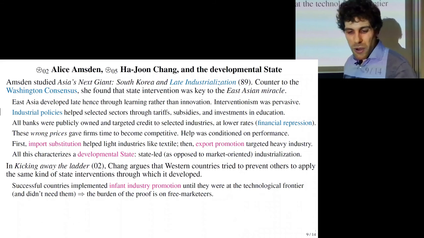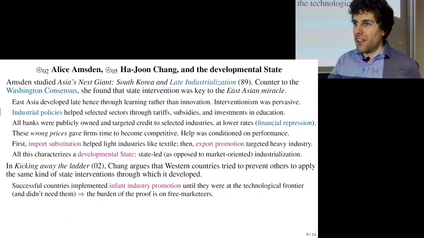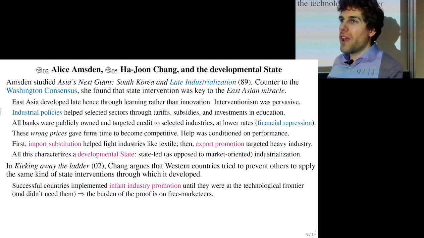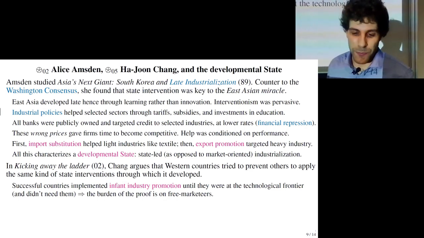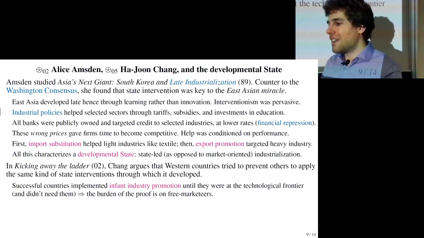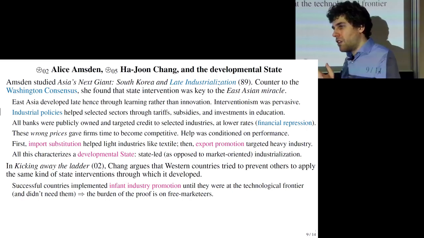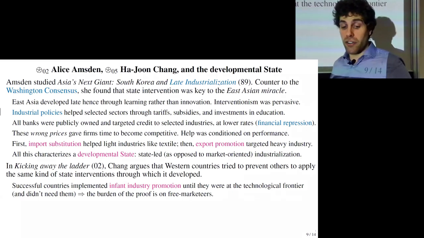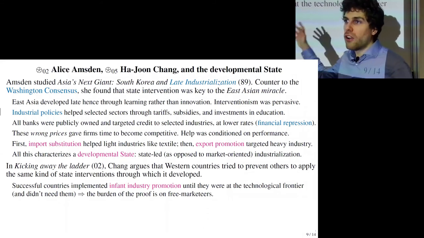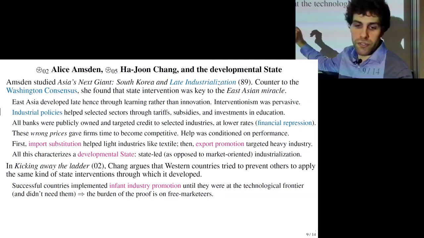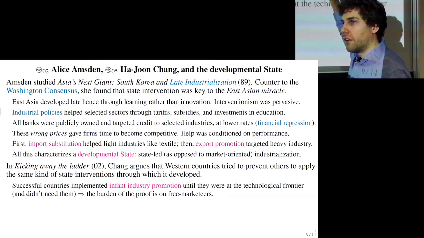Chang argues that Western countries have kicked away the ladder on which they had climbed. They have kicked the ladder away so that low-income countries cannot climb it anymore. In the sense that with different policies and the ideologies that were spread, they tried to prevent low-income countries or middle-income countries from applying the same kind of interventions through which they developed. Chang shows that in the 19th century, in the early 20th century, Western countries used the same kind of intervention as Japan. Japan has been copied by South Korea, by China.